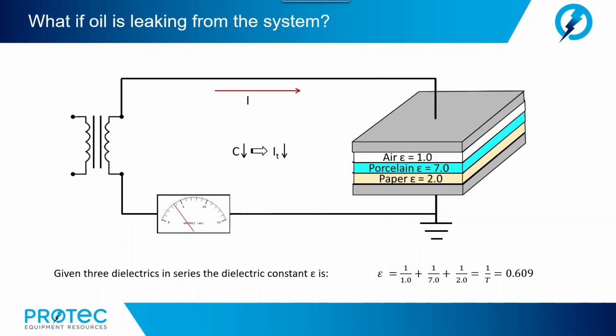If we were to substitute and replace the oil with air, when we add up our dielectric constants, we see that the dielectric constant has now dropped to 0.609. And as a result, the capacitance of this specimen goes down. With less capacitance, there is less total current because there's going to be less capacitive current.